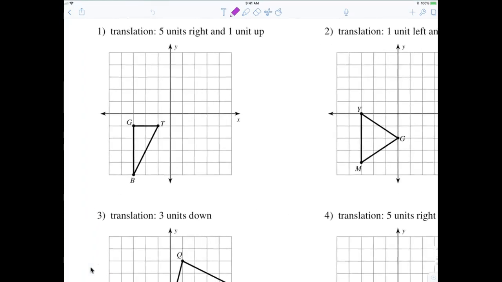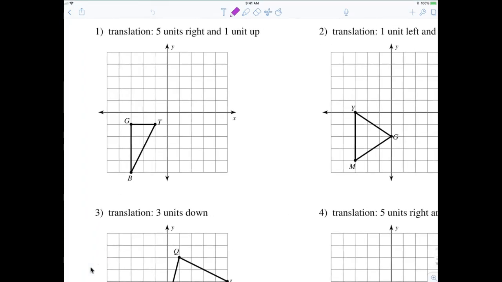Now, all we're doing is translating this 5 to the right and 1 up. All right? Now, there are several ways of doing it. If you want to, you could actually graph it, highlight the graph with the color. Yeah, we've done this before.